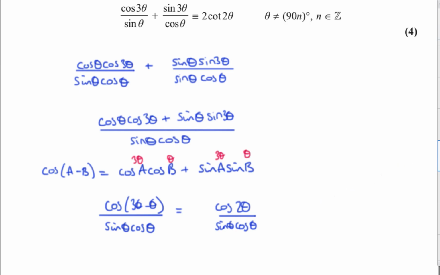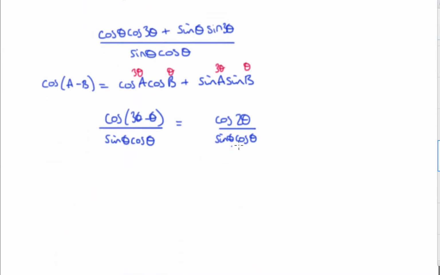The bottom looks like a double angle formula for sine. We know that sine 2 theta is equal to 2 sine theta cos theta, which again, we've nearly got here. We've got just sine theta cos theta. So that's a half of sine 2 theta. So we can change the bottom now.